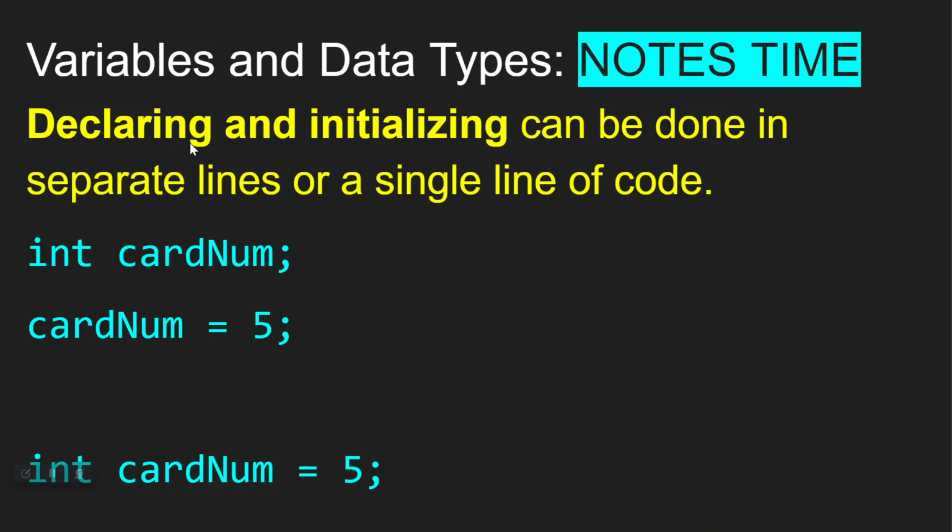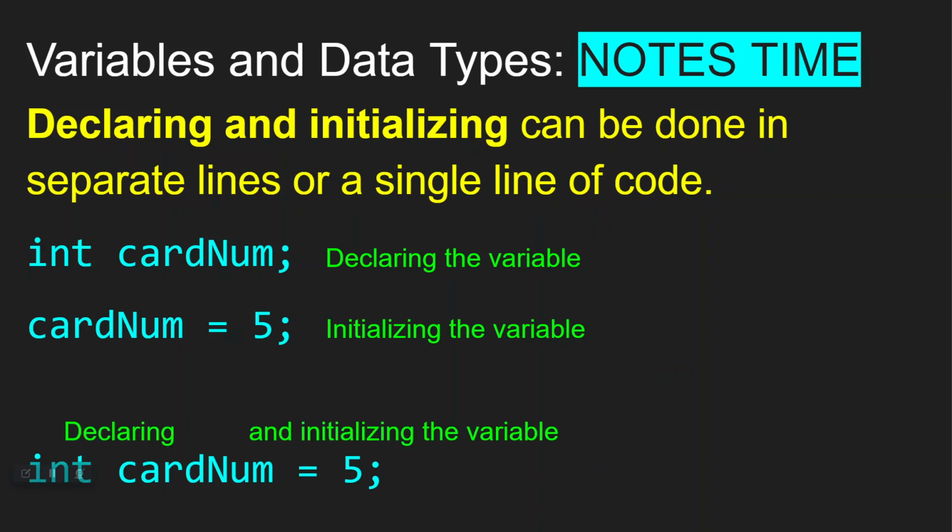However, you can declare and initialize in a single line of code. You can do these in separate lines of code, or you can do it in a single line. So here it says int cardNum, and then down here it says cardNum equals 5. Up here I'm declaring the variable, and then down here I'm initializing the variable. I can also just say int cardNum equals 5, and this handles both the declaring and the initializing of the variable. So here's declaring the variable, here's initializing the variable, and here is declaring and initializing the variable.